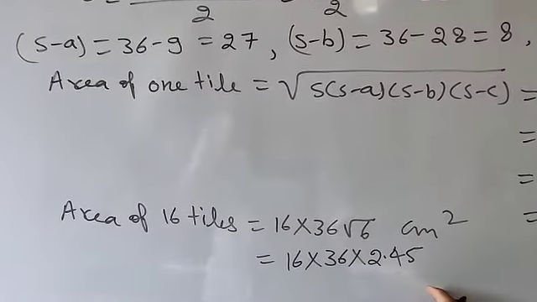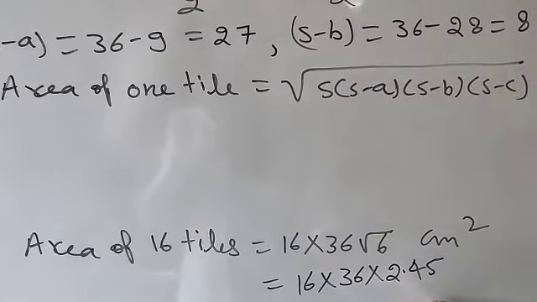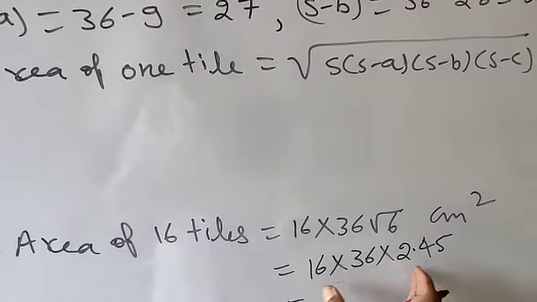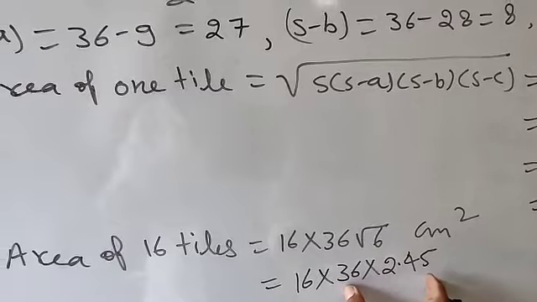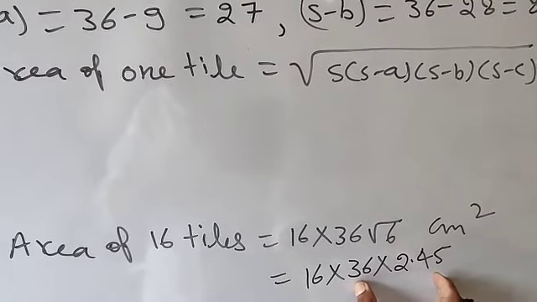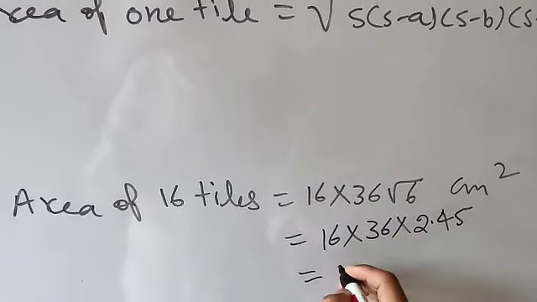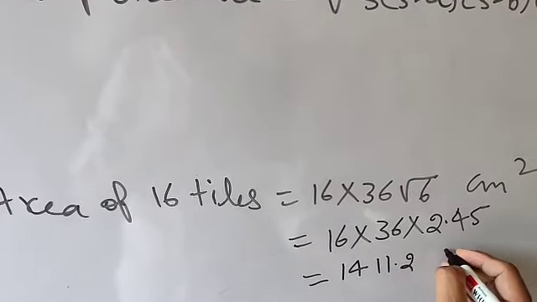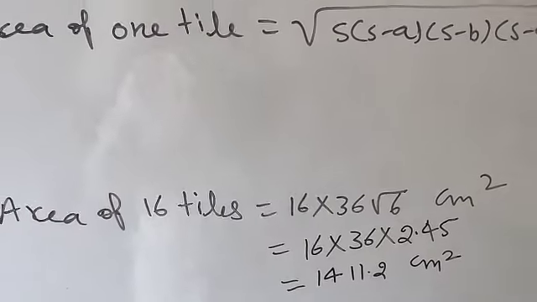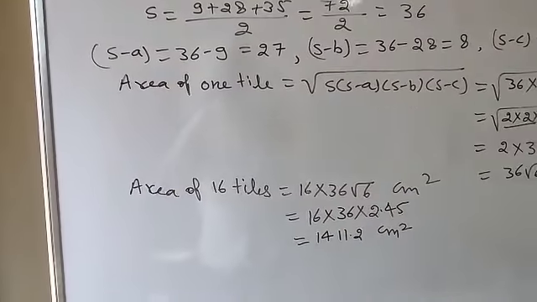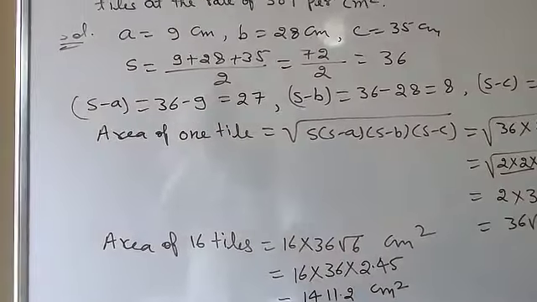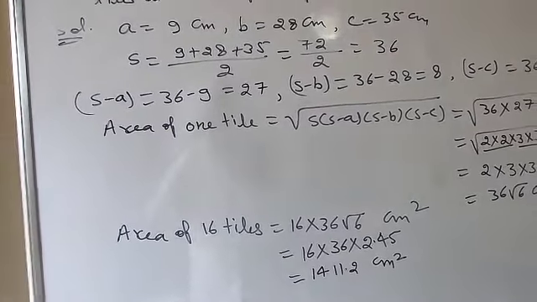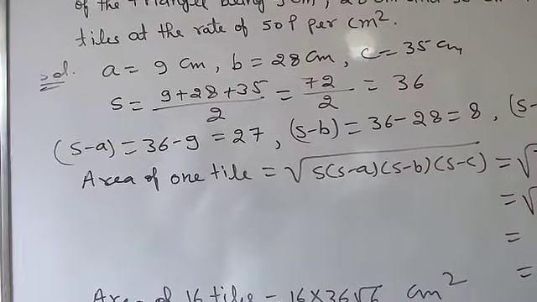Now you need to multiply all these values. If you multiply all these values, after multiplication you will get 1411.2 centimeter square. Just multiply that and you will get 1411.2 centimeter square. Now that is the total area of the tiles.